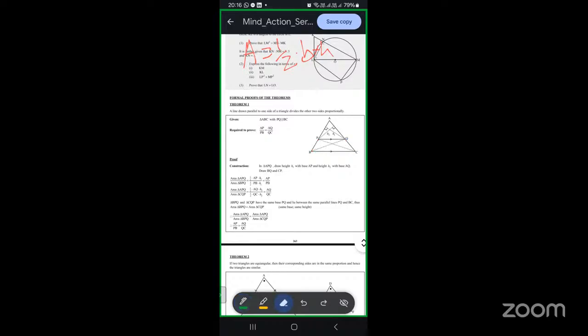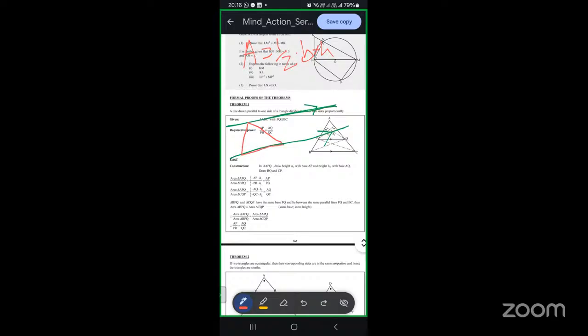Let me just write it here. If these are our parallel lines, this is the first line, maybe. Just a line. And then this is the other line, such that this line is parallel to this line. And then I've got this triangle here. Let me use maybe a different color, say red.